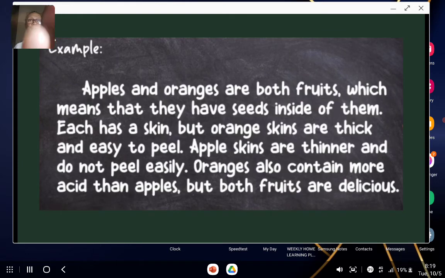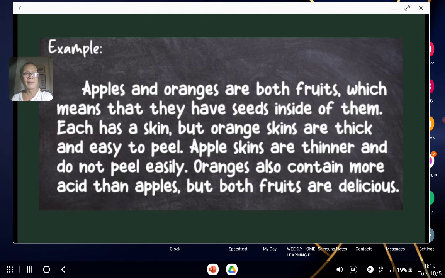We have here an example. Apples and oranges are both fruits, which means that they have seeds inside of them. Each has a skin, but orange skins are thick and easy to peel. Apple skins are thinner and do not peel easily. Oranges also contain more acid than apples, but both fruits are delicious.